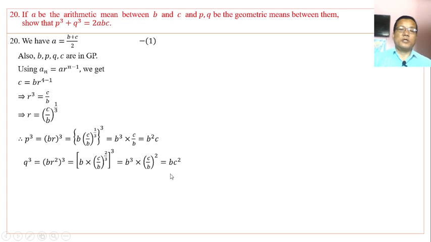Therefore, P cube plus Q cube, putting the value of P cube and Q cube, and taking B common, we get B plus C, which is twice A. We get twice ABC.